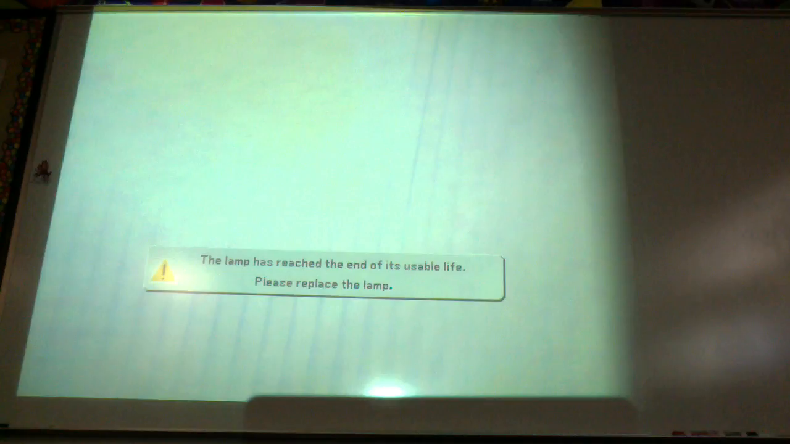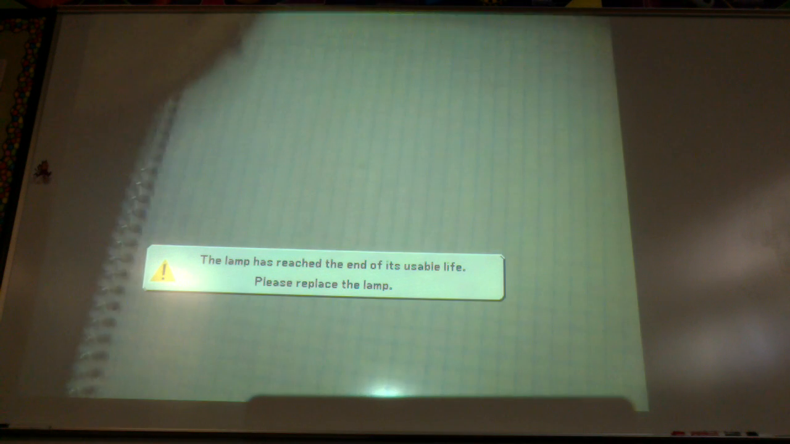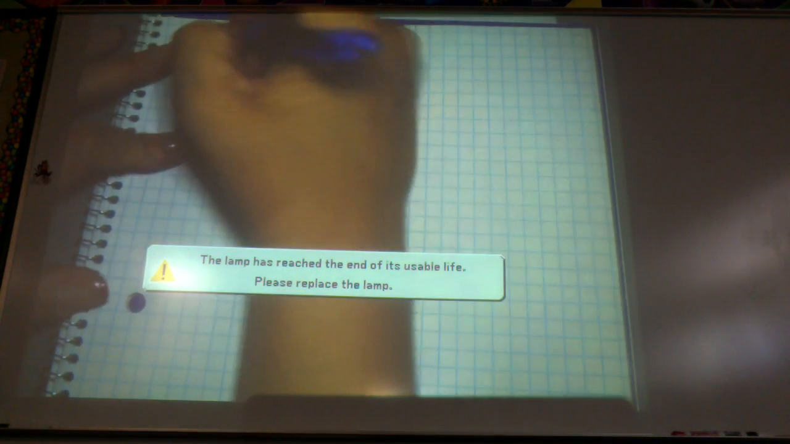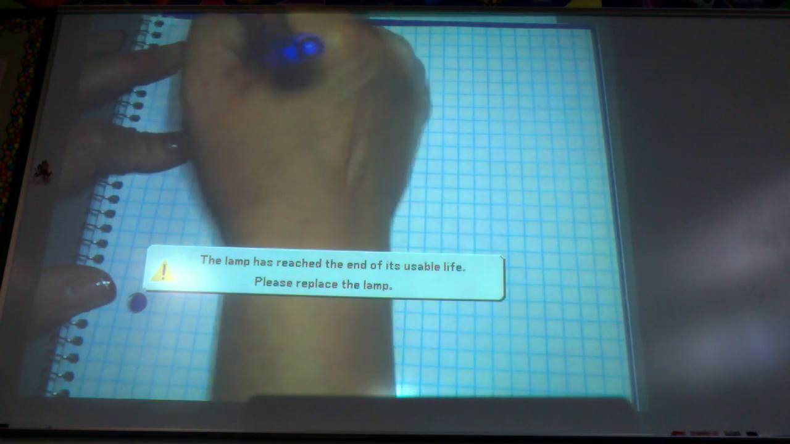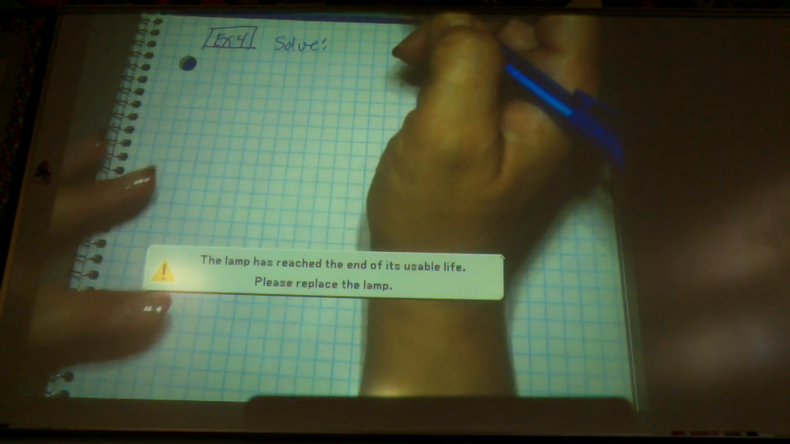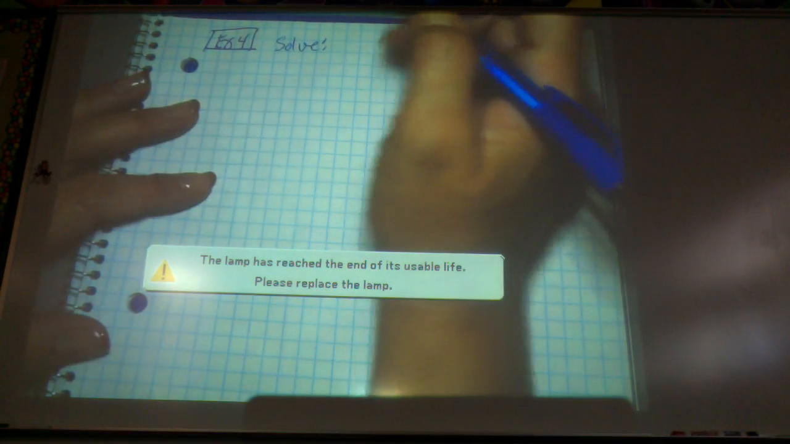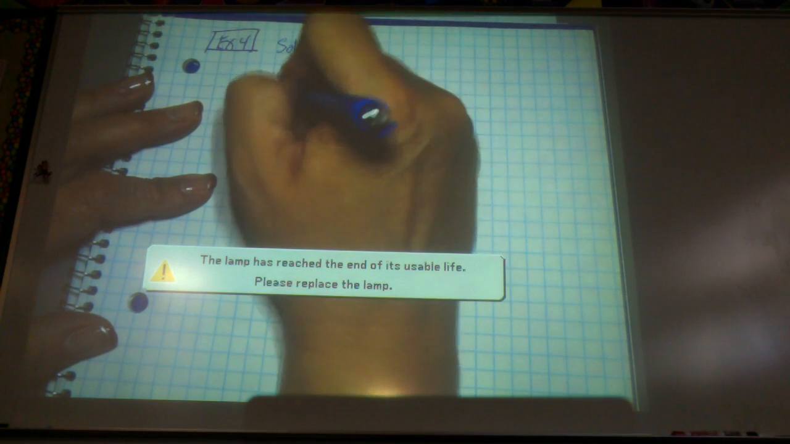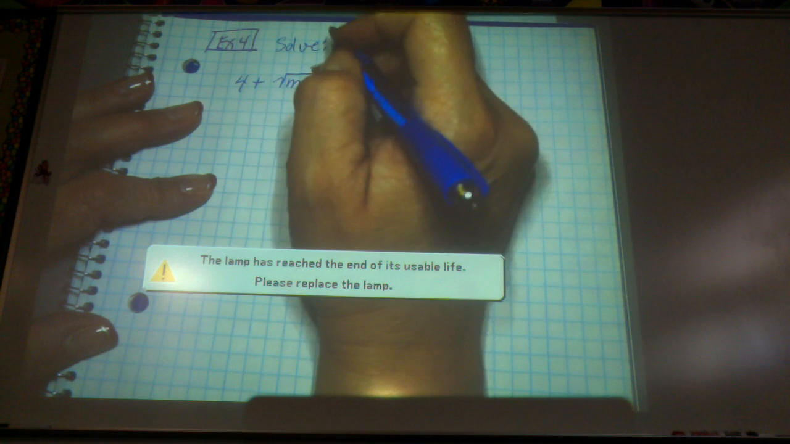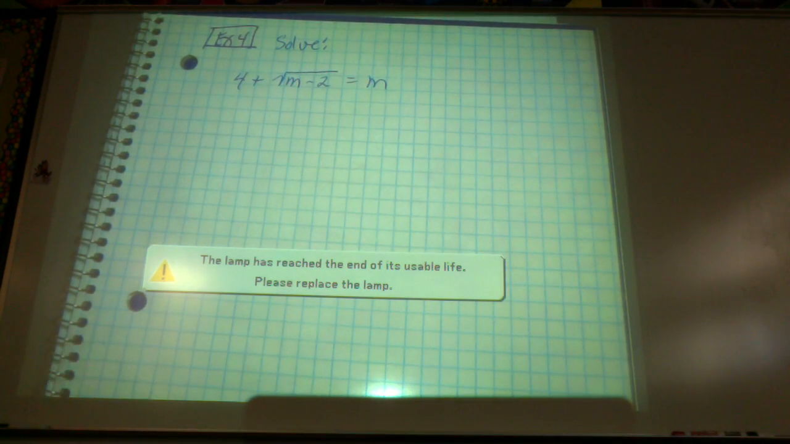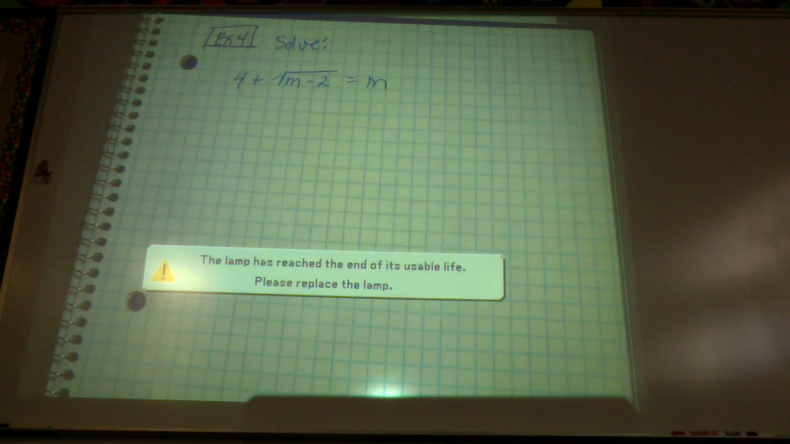Last one, example 4. Solve. So far, you've always had the radical on one side by itself on all 3 of these problems today. Well, what happens if the radical isn't by itself? So in other words, I've got 4 plus the square root of m minus 2 equals m. Can I square both sides right now? No.